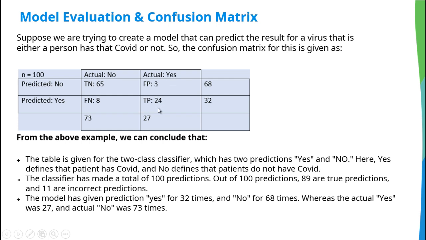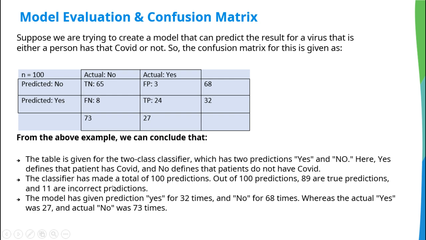All right. So this is our data. When you sum this together in this line, you have this. When you sum this together, you have this. When you sum this vertically, you have this. When you sum this vertically, you have this. All right. So from the above example, we can conclude that the table is given for a two-class classifier, which has 2 predictions, yes and no. Here, yes means that the person has COVID, and no means that the patient does not have COVID.